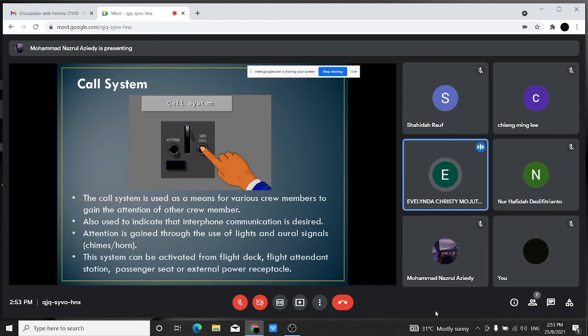Call system, but the call system is used as a means for various crew members to gain the attention of other crew members. It is also used to indicate that the interphone communication is requested. The attention is gained through the use of light or signals such as chimes or horn. This system can be activated from the flight deck, flight attendant station, the ship, passenger seat, or external power receptacle.